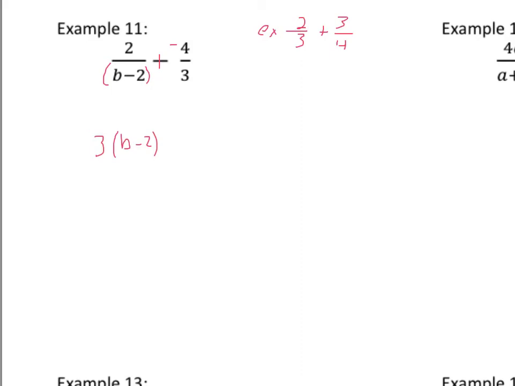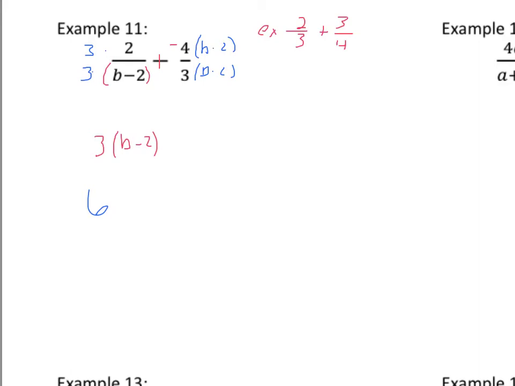Now that's good news because you don't have a lot of work to do here. I notice that the first fraction needs the 3. So I multiply top and bottom by 3 and I get 6. The second fraction, however, needs the b minus 2. So I multiply top and bottom by the binomial b minus 2.